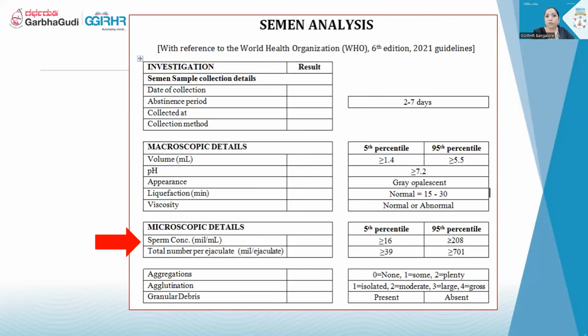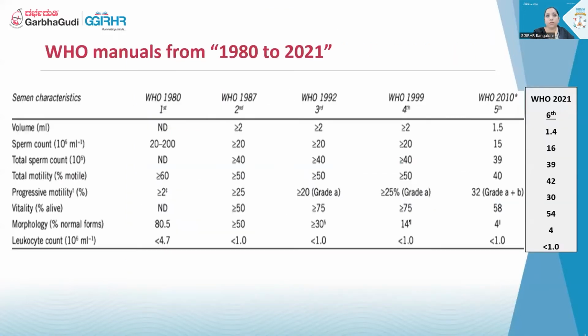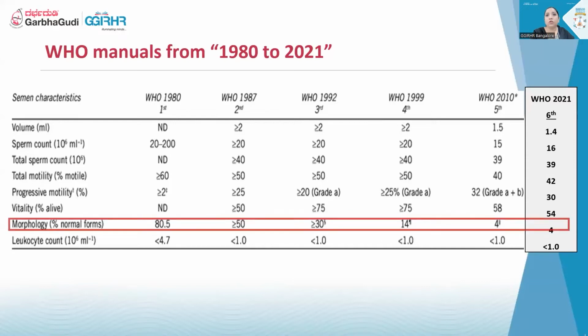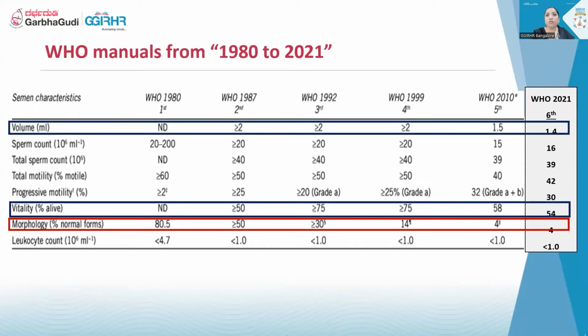So coming to the microscopic details now, the first one would be sperm count. We express the sperm concentration in million per ml, and the total number per ejaculate is also noted down. Here is what the WHO manual says throughout the years from 1980 to 2021. Currently, volume by WHO 2021 is 1.4 ml and more. And vitality, that is the number of live sperms, is 54%.